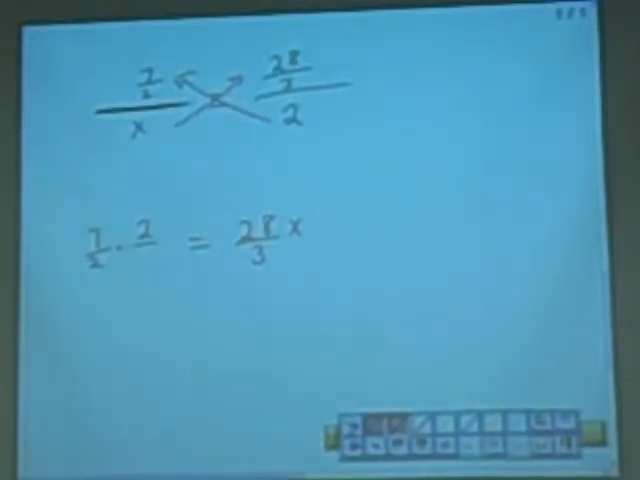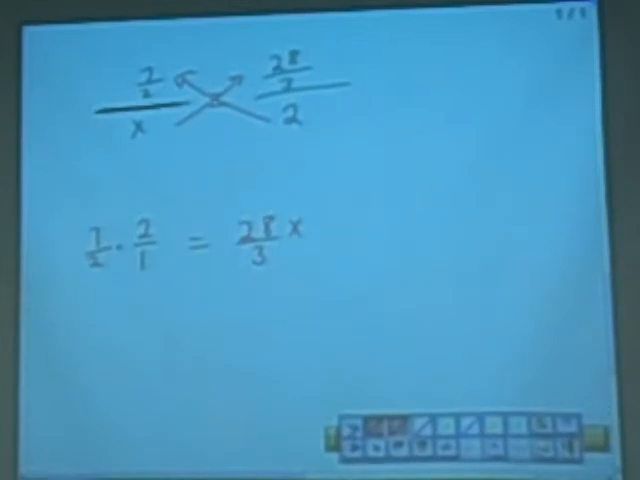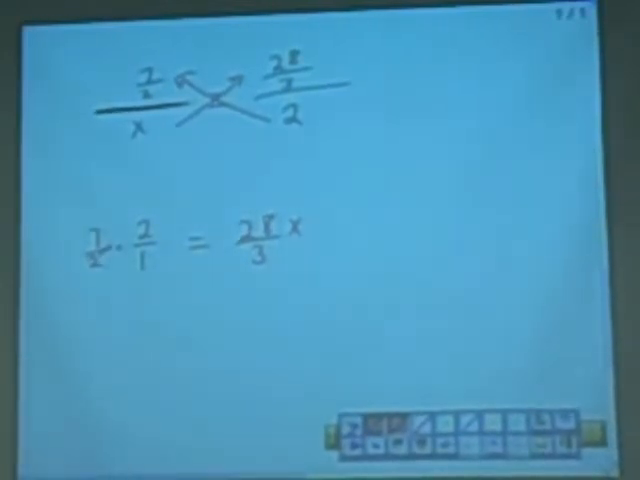Okay, now what? Let's look at this left side here. Can we make life a little easier? The 2's will cancel, right? So it'll leave 7. Then all you have left is 7. If we want to make life easier for ourselves, we would definitely want to do that. So that's 7 equals 28 over 3 times x.